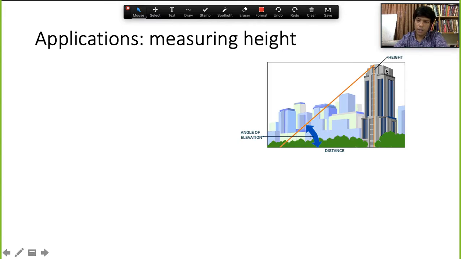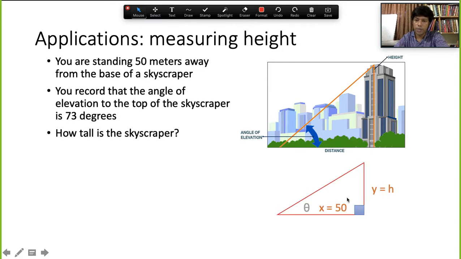Suppose this is a skyscraper, a large building, and you have some distance here. You know the distance here, and you know this angle. That means the value of the adjacent you know, and this is the height. But we do not know the height, we only know the adjacent and the value of the angle. The angle is 73 degrees and this distance is 50 meters. How can we find out how tall the building is? What is the height of this building?